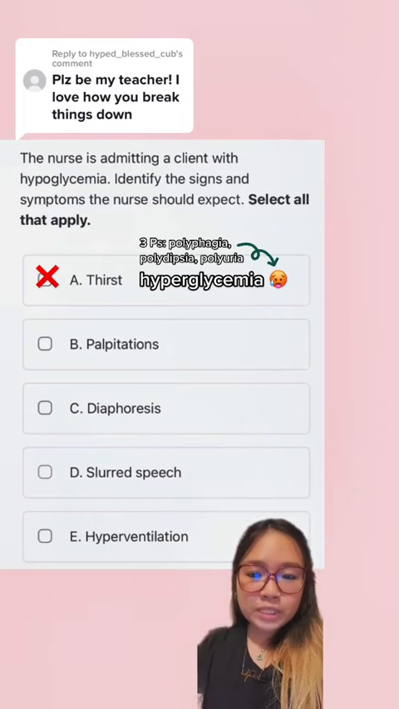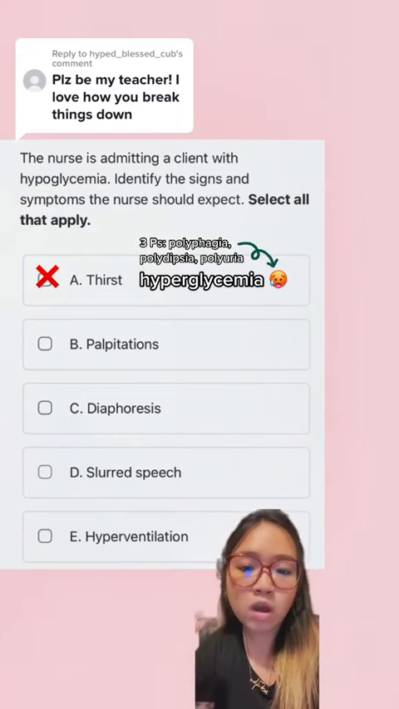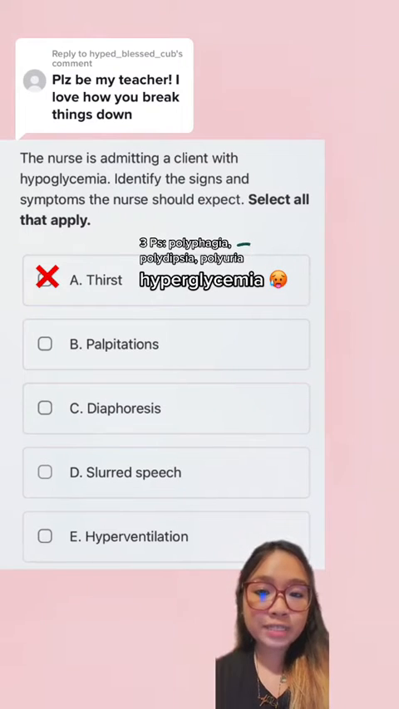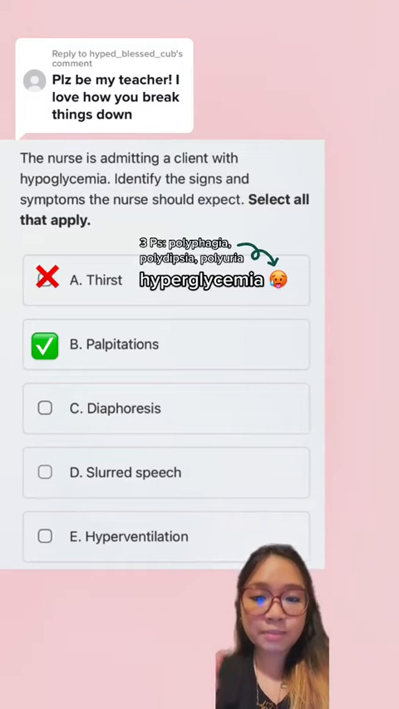B, palpitations. When their blood sugar is falling, they may also develop palpitations. When the blood sugar falls, the sympathetic nervous system is activated. Then norepinephrine and epinephrine are secreted, which causes the palpitations.